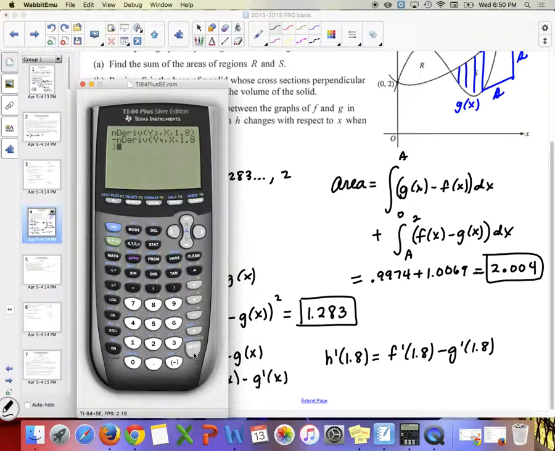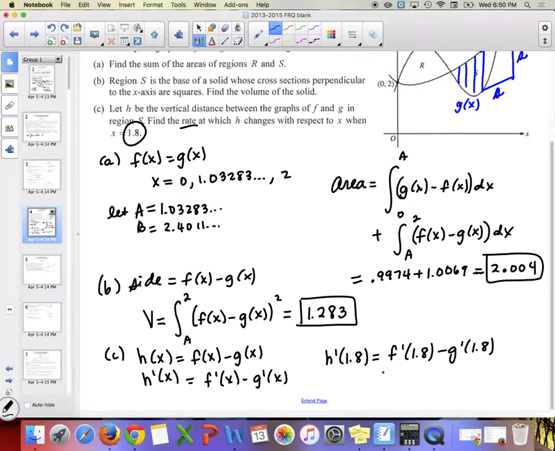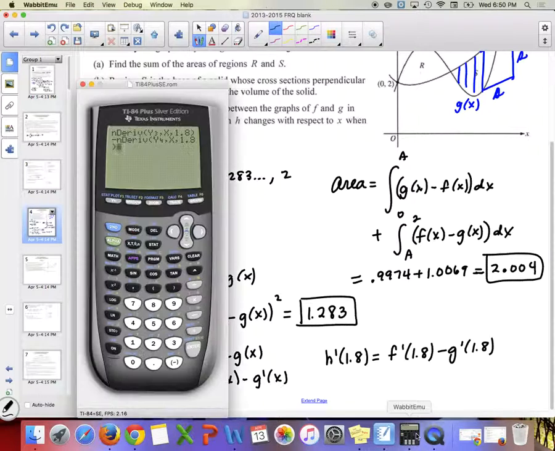Now your calculator might actually look like, when you're putting in nDeriv, it might look like d, and you'd put in an x, and then it's going to say, you know, something evaluated at x equals. So you're going to put in y3 like I had at x equals 1.8 to get that. So it might look a little bit different when you're doing this, but regardless, you should get the same answer, which is negative 3.812.